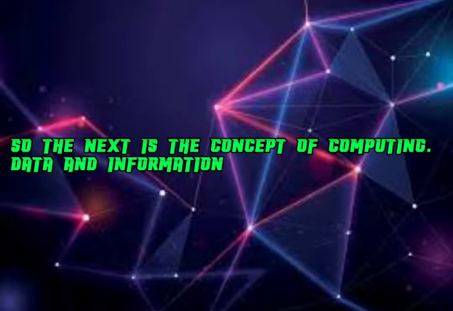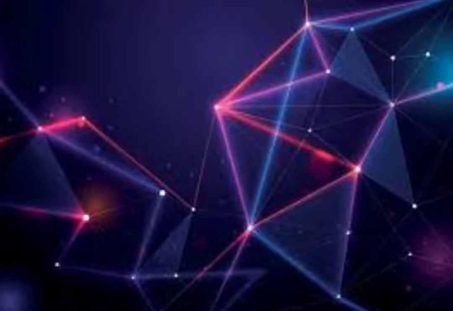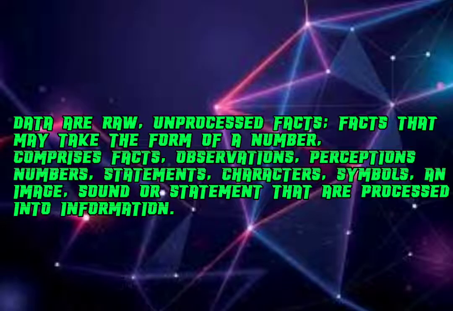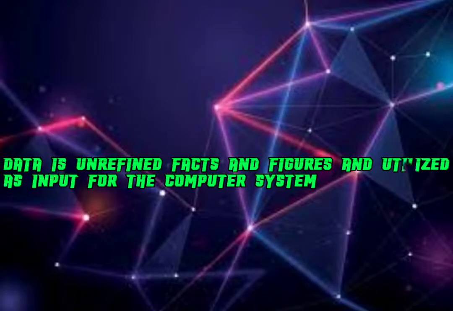So the next is the concept of computing, data and information. Data are raw, unprocessed facts. Facts that may take the form of a number, observations, perceptions, statements, characters, symbols, an image, or sound that are processed into information. Data is unrefined facts and figures and the input for the computer system.